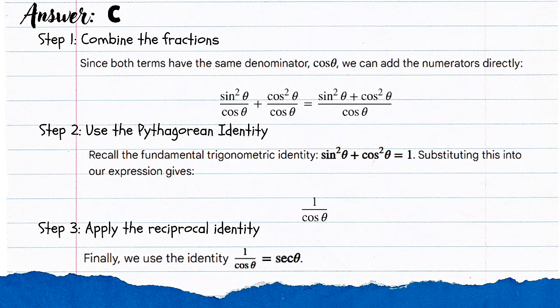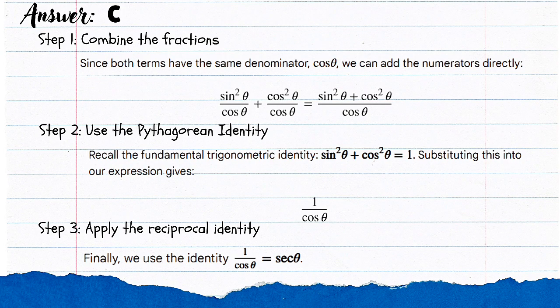And here are the steps. Step 1. Combine the fractions. Since both terms have the same denominator, which is cosine theta, we can add the numerators directly. From our original expression, which is sine squared theta over cosine theta plus cosine squared theta over cosine theta equals sine squared theta plus cosine squared theta over cosine theta. For our step 2, use the Pythagorean identity. Let's recall the fundamental trigonometric identity, which is sine squared theta plus cosine squared theta is equal to 1. And if we substitute this into our expression, it gives us 1 over cosine theta.